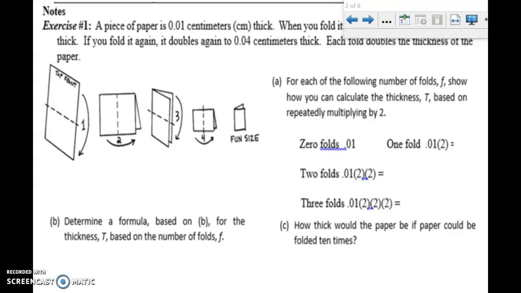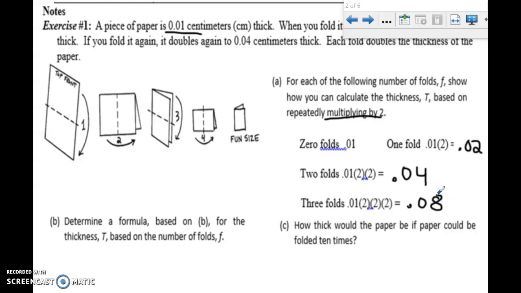Now, if you fold the paper after starting with an original thickness of 0.01, then each time you fold it, it doubles. So it's multiplying it by 2. So 0 folds, it's its original 0.01. 1 fold, we double that and we make it 0.02. 2 folds, and now we double it again. We're multiplying by 2 twice, and now it's 0.04. 3 folds, 3 twos, and now we're up to a thickness of 0.08. So it is increasing. It is getting thicker every single time.